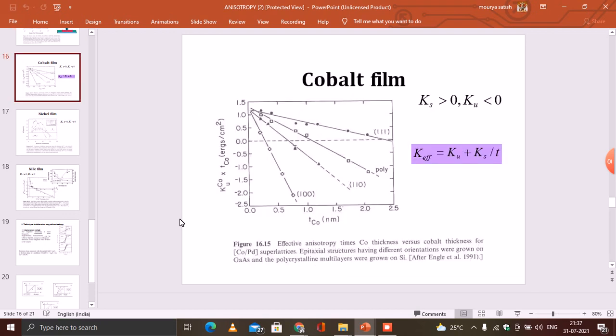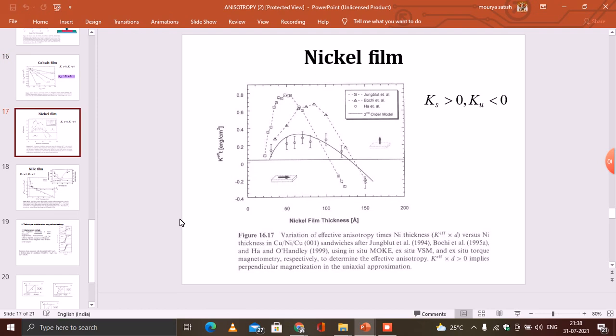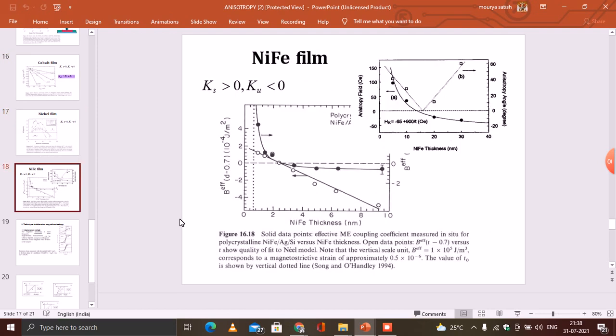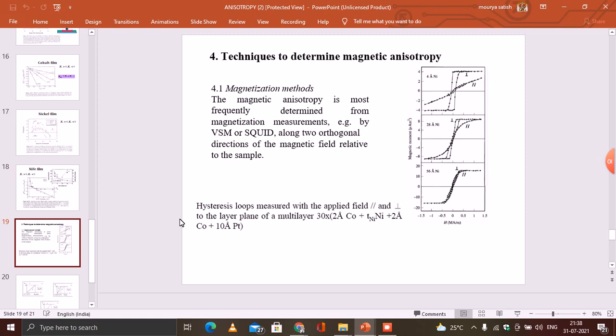This is the cobalt film. Effective anisotropy times cobalt thickness versus cobalt thickness for a cobalt-palladium superlattice. Epitaxial structures have different orientations, where grown Ks is greater than 0, K is lesser than 0, and Ku is lesser than 0. This is the nickel film, nickel-iron film.